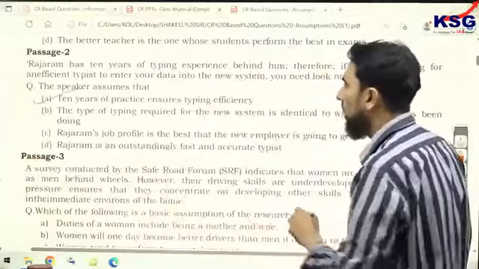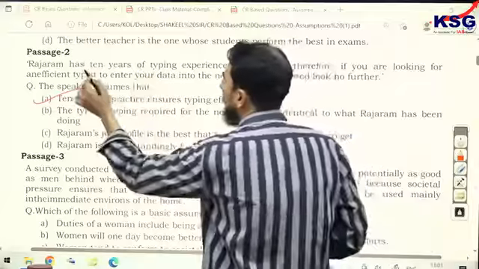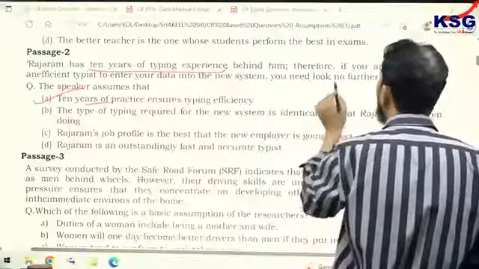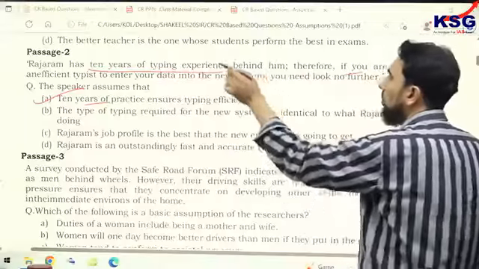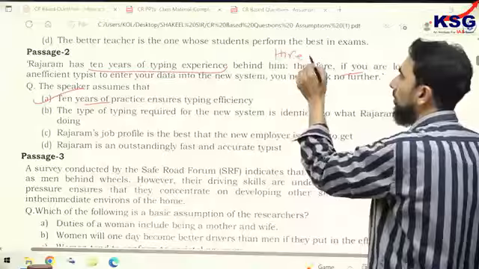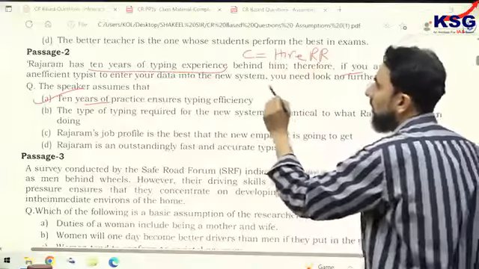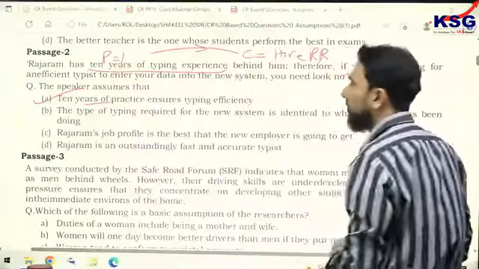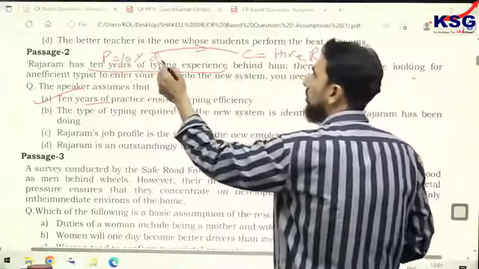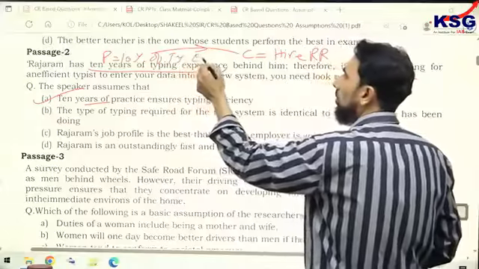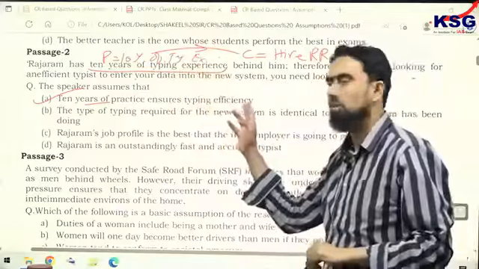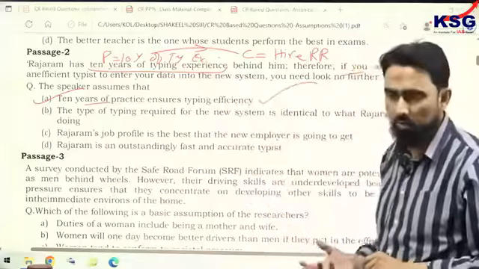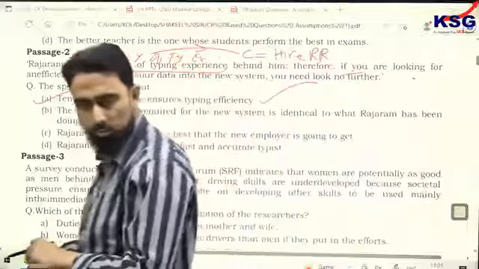10 years of practice ensures typing efficiency. Yes, because here the author is saying hire Rajaram because he has 10 years of typing experience. Therefore, if you are looking for any typist, just go for Rajaram. So it means hire Rajaram. This is the conclusion, the recommendation. On what basis? The premise is that he has 10 years of typing experience. So hire him. It means 10 years of practice. This is what the author believes in. Must be true. The other options are maybe, may not be, but we don't have the data for them. So second, it should be option A.